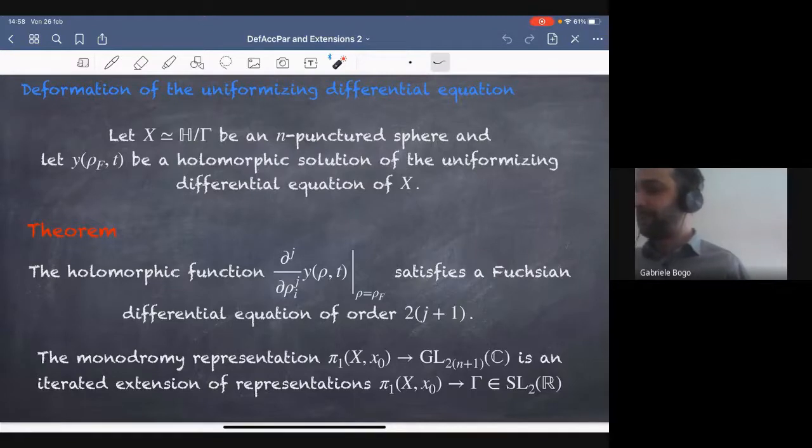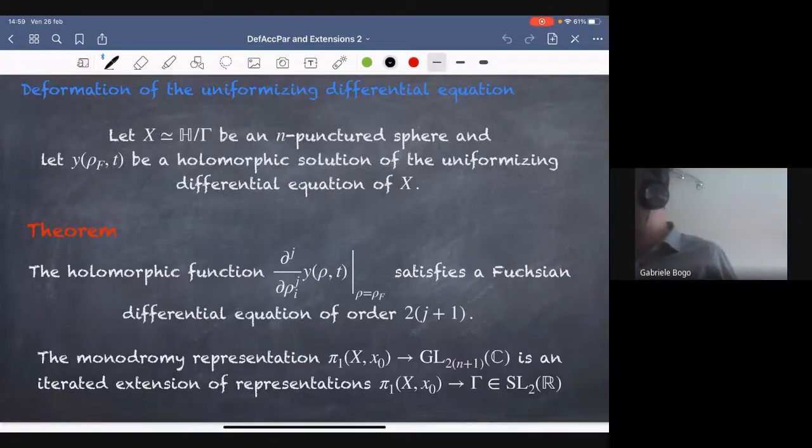If you consider the derivatives with respect to the accessory parameter of the solution of the differential equation, which is not the modular form, but is a sort of first step, if you compute the derivatives of the holomorphic solution with respect to the accessory parameters, then this function satisfies again a Fuchsian differential equation, but of higher order, of order 2j plus 1 if you compute the jth derivative with respect to the accessory parameter rho i. And then the monodromy representation associated to the solution of this new differential equation takes values in GL of j plus 1, not n.